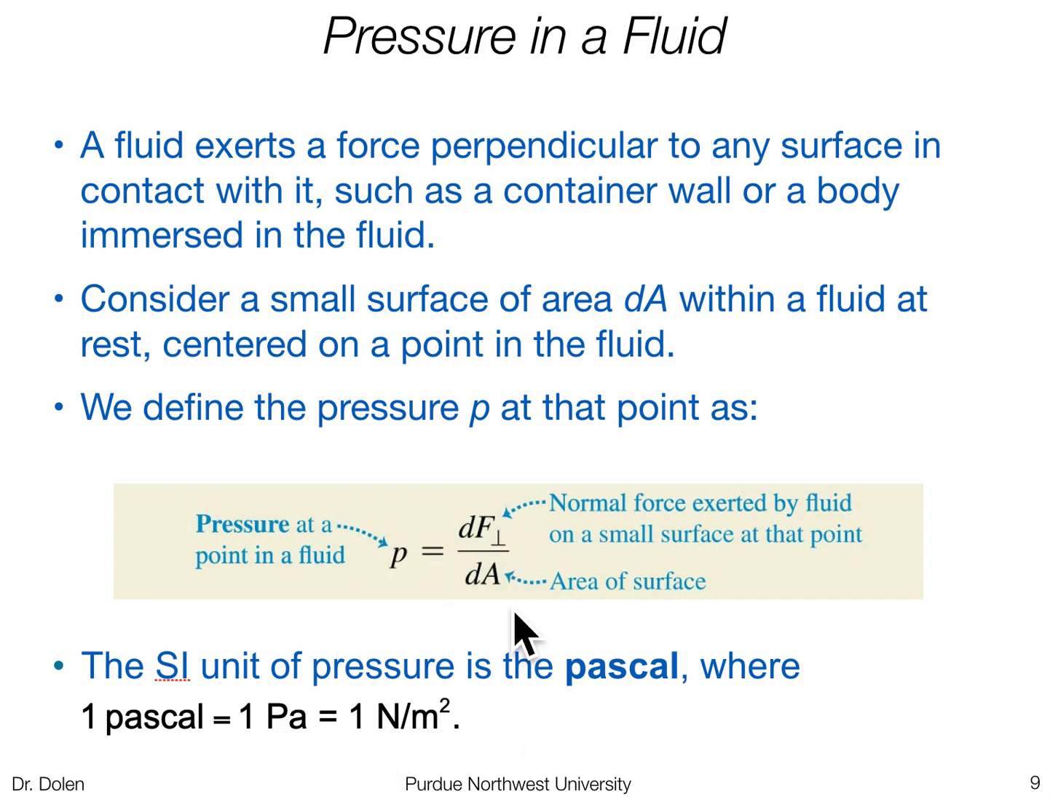Pressure is force divided by area. And pressure has an SI unit, of course. The SI unit of pressure is called the Pascal, so we give it a special name. 1 Pascal, or 1 capital P lowercase a, is equal to 1 Newton per meter squared. Force is in newtons, and for area, the SI unit is meter squared. So a Pascal is defined to be a Newton per meter squared.